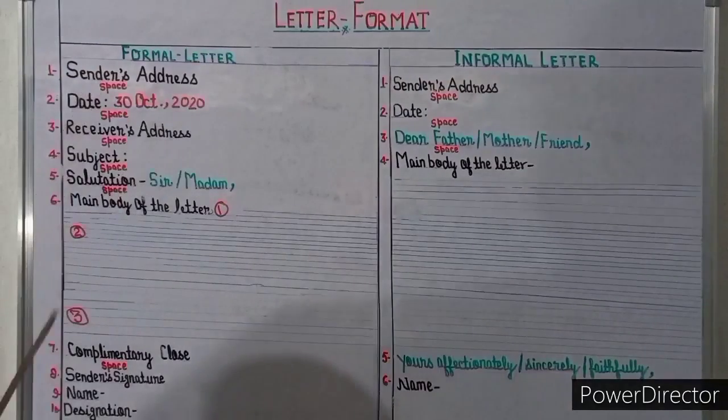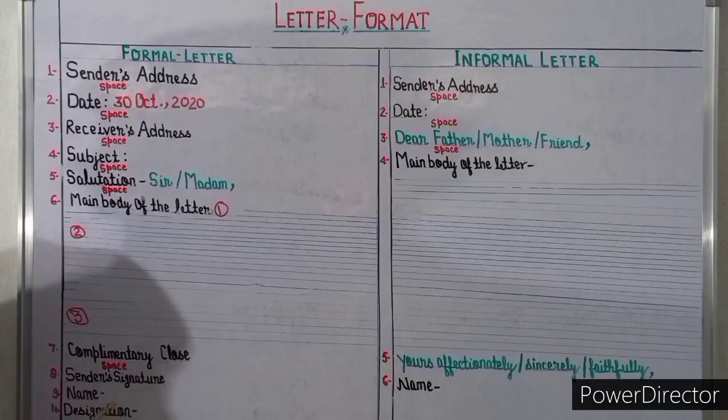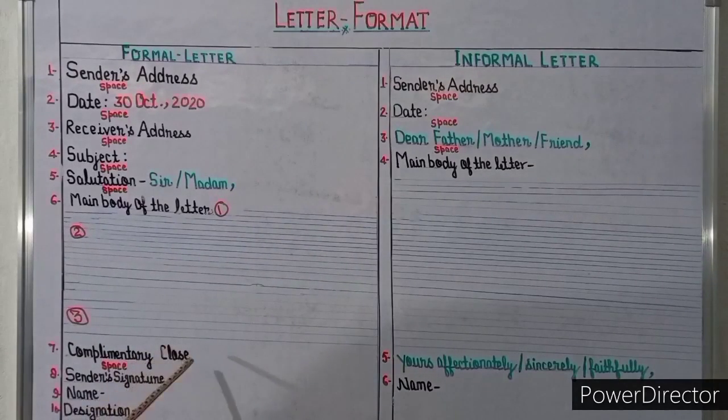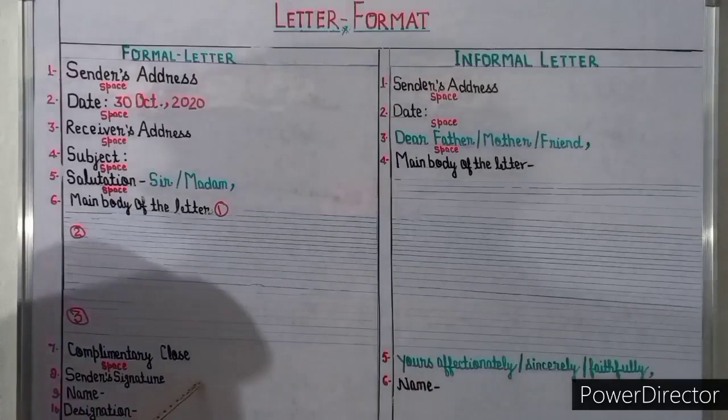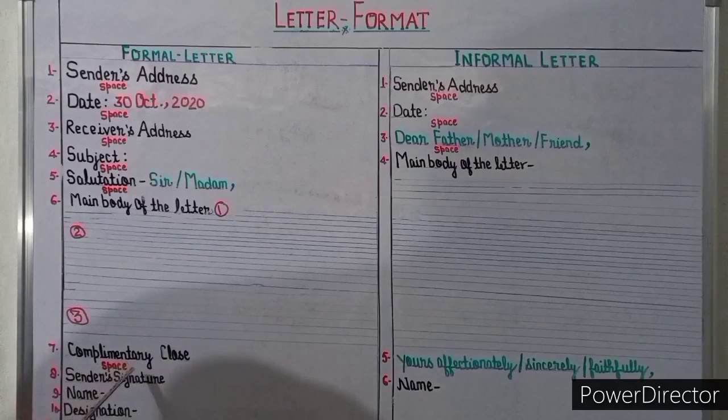Complimentary clause means it is the closing point of your letter. It is also called complimentary closing or subscription. Here you use words of regards, thankfulness or obligation. Then again you have to leave a line. I have written space where you have to leave a line. Then the 8th point is the sender's signature. Here the writer will put his or her signature.